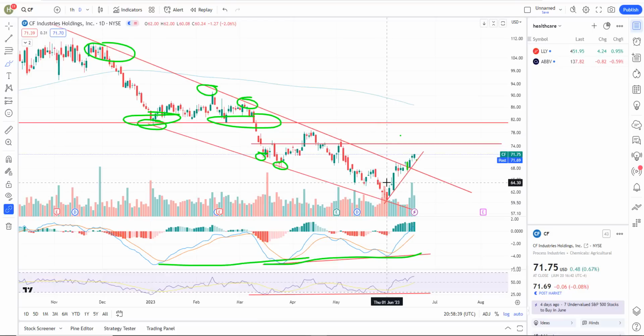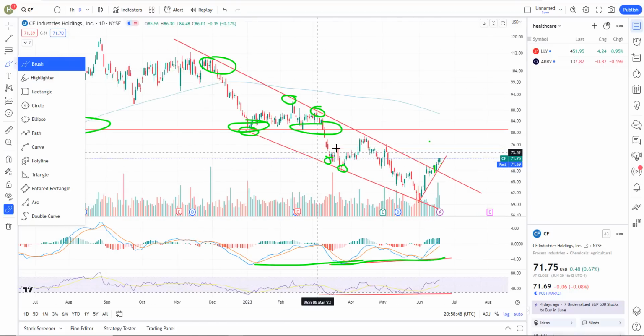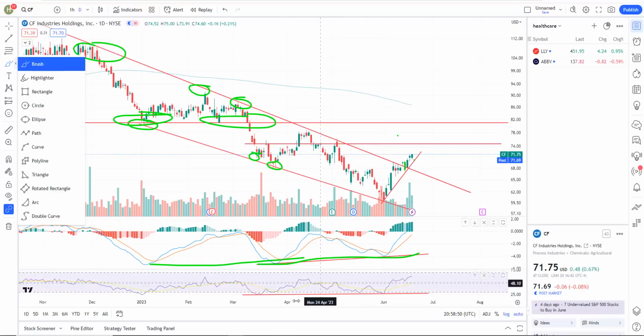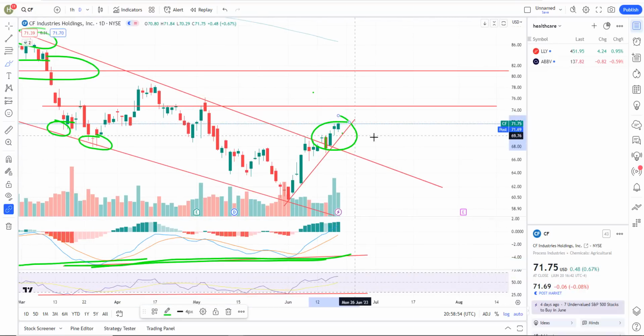And then a couple of trade ideas I pointed out over the last little bit. CF, this is an agricultural, fertilizer chemical company. Again, there's your downtrend channel. Bullish divergence is intact and in play. And there's your breakout. So yeah, I'm looking for higher prices here.